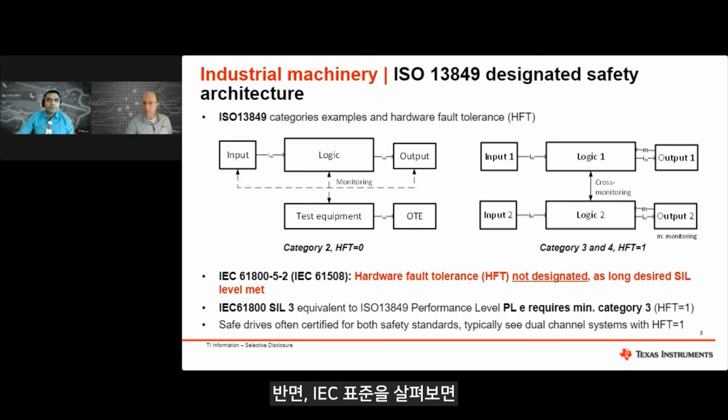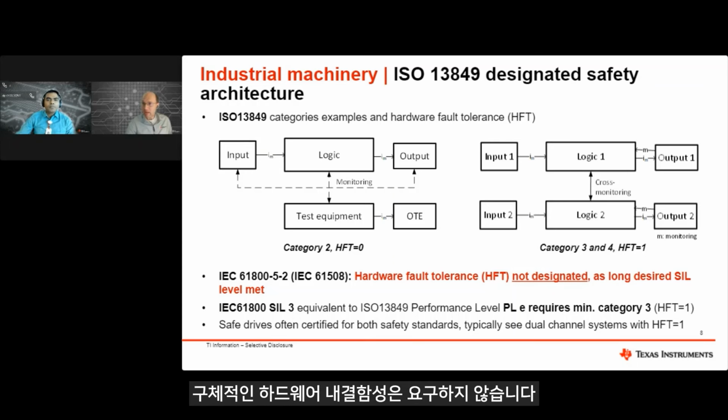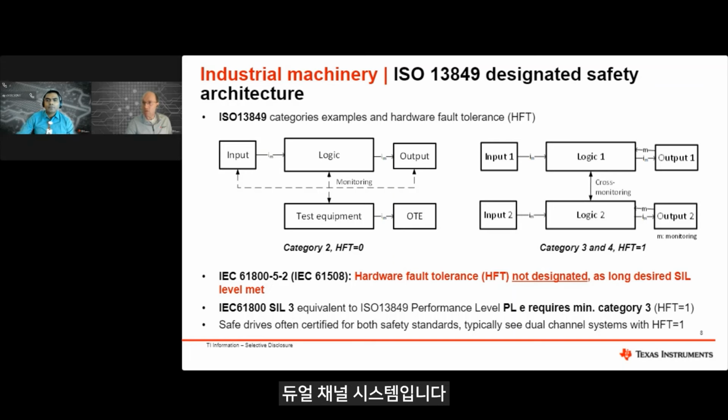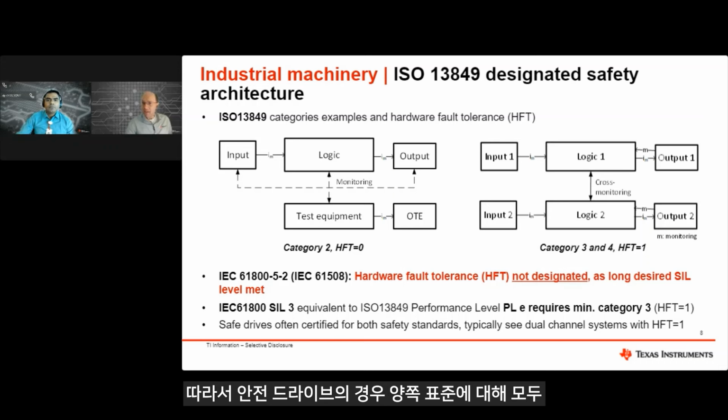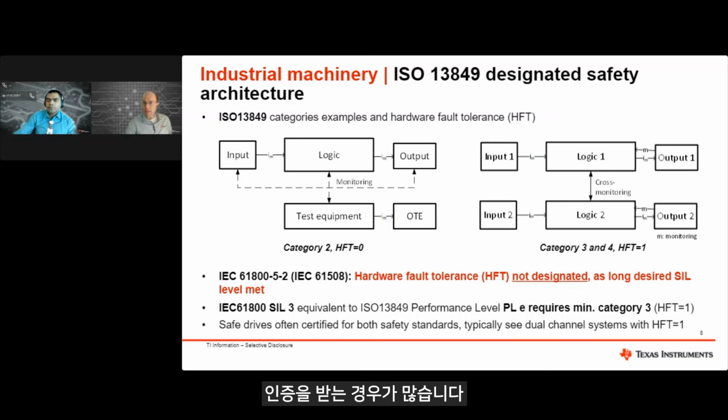On the other hand, if we look at the IEC standard, in that case the IEC 61800-5-2, it does not demand a specific hardware fault tolerance as long as the desired safety integrity level is met. Let's take an example. SIL 3 is equivalent to the ISO 13849 performance level E. And as shown before on the figure on the right, this level requires minimum category 3. Hence, this is a dual channel system with a hardware fault tolerance of 1. Therefore, we typically see that safe drives are often certified against both standards, and we see dual channel systems with a hardware fault tolerance of 1 in industrial.